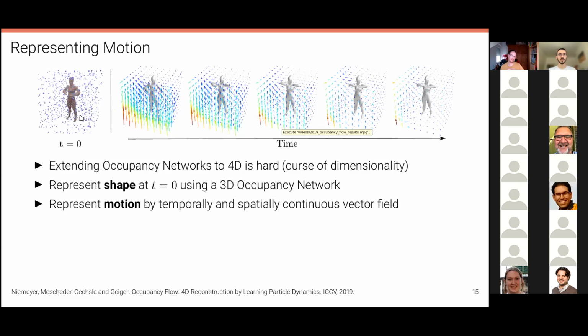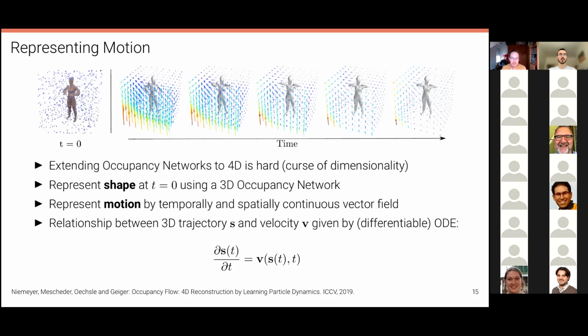And it doesn't have these nasty discontinuities that a shape has over time. And it's the relationship between the location of a point in time and the velocity, given by a simple ordinary differential equation, which is simply saying the derivative of the location is the velocity. And because we know how to backprop through ODEs, we can directly integrate this into our architecture and train the parameters of the model by backpropagating through this ODE.